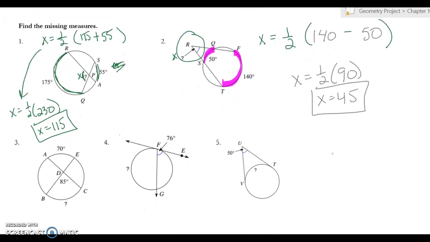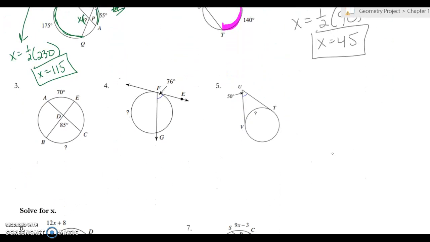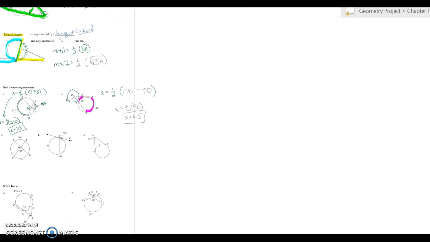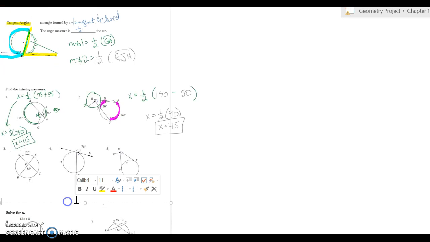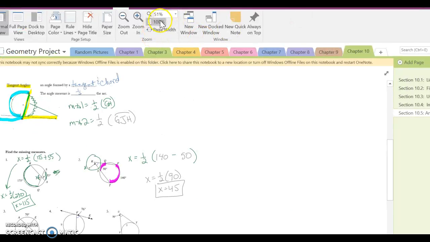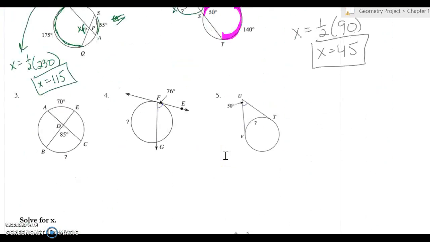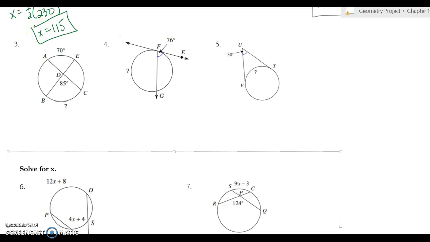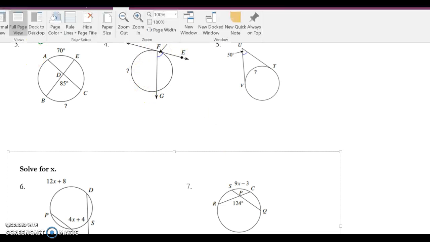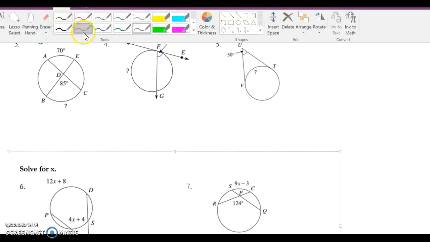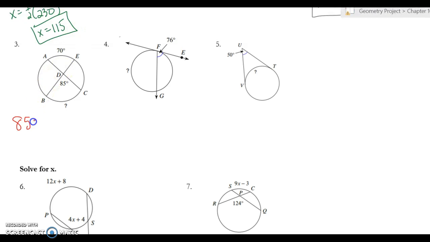What I'd like you to do is see if you can set up number 3. Once you think you have it, press play. All right, so for this one, it looks a little different because my angle is a number. But again, I keep saying my angle is 1/2. So my angle is 1/2. And my arcs are right here and here. So it's 1/2 of those two arcs.